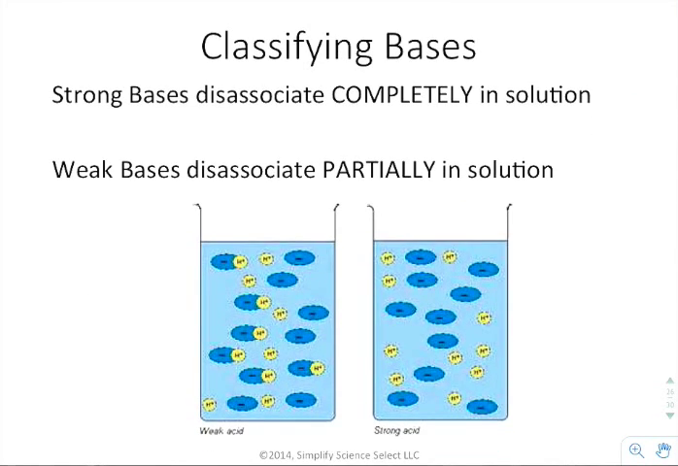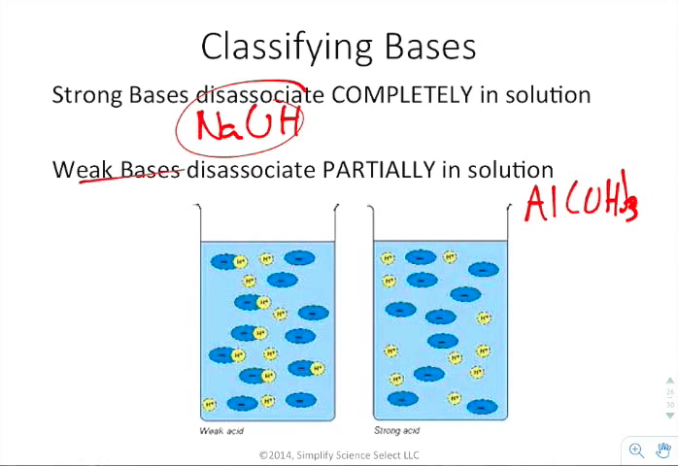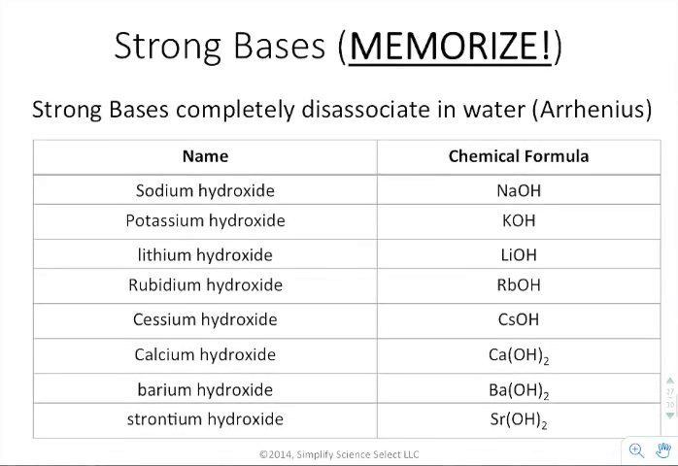Whenever you're classifying bases, we do the same thing that we do with acids, is we actually define them by complete dissociation or partial dissociation. So you have weak bases that tend to be things like aluminum hydroxide, and then you have strong bases that tend to be things like sodium hydroxide. And then you have to memorize the strong bases as well.